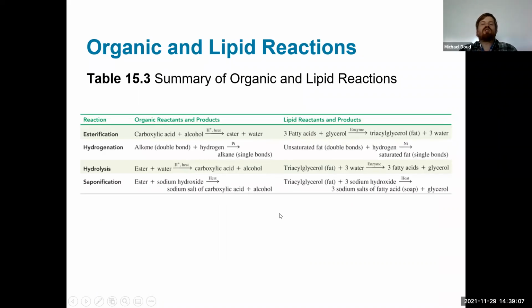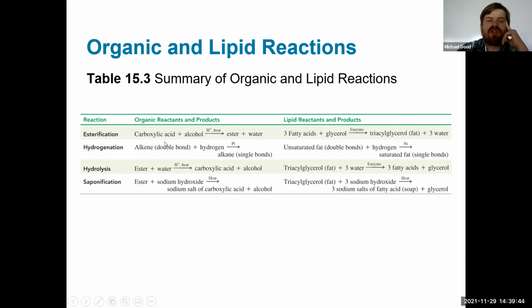Okay, so here's your summary table for your organic and lipid reactions. Remember, you have the esterification, which is just the same as normal. It's carboxylic acid plus alcohol gives an ester and water. In our biochemical processes, that's where we take 3 fatty acids, react it with glycerol. And again, an enzyme actually does the reaction, but you could use triacylglycerol. Hydrogenation also occurs, where before we talked about alkenes being hydrogenated to form alkanes. Now we have unsaturated fats being hydrogenated to form saturated fats.